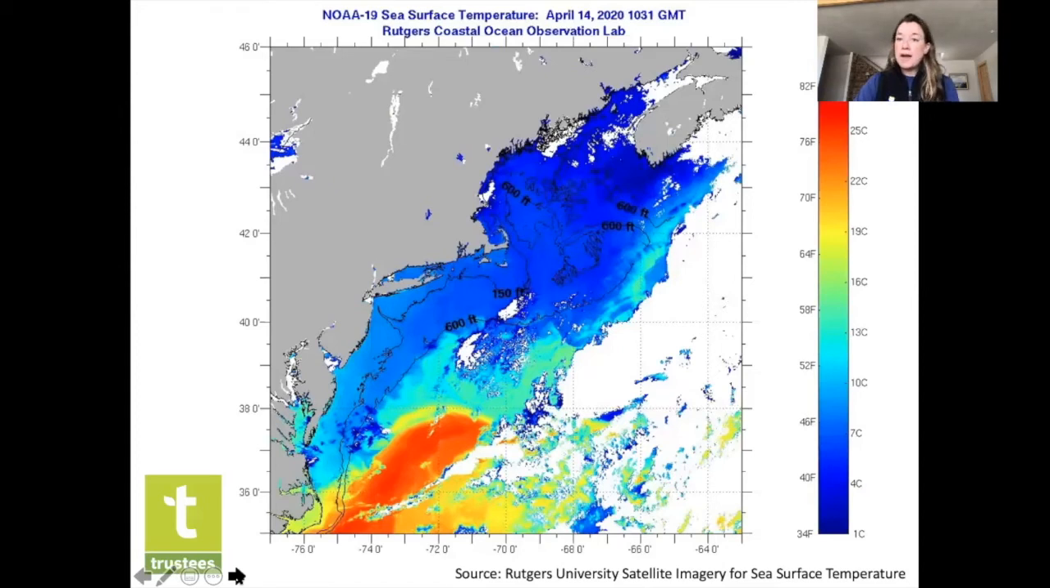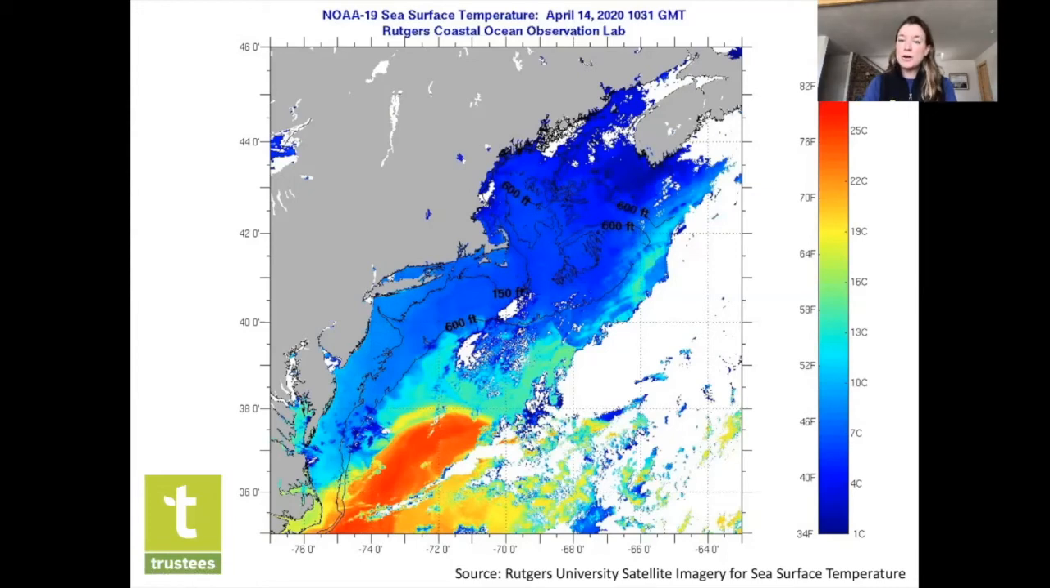So striped bass, they migrate. They're anadromous fish. They migrate north during the summer and south during the winter. Can you guess why these fish would choose that migratory path to go from here? I'm pointing to where Martha's Vineyard and Cape Cod is, south in the winter, and then back north in the summer.